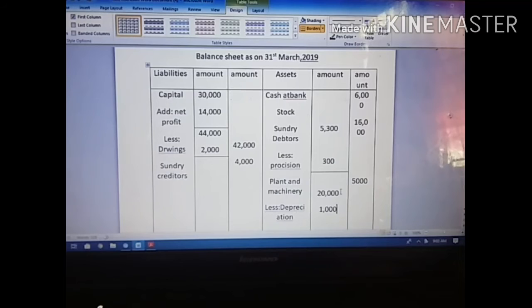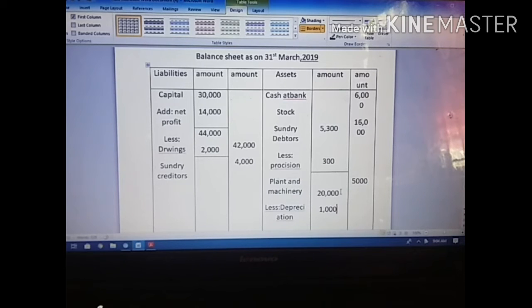Likewise, plant and machinery: the value in the beginning is 20,000, and at the end also it's 20,000, but there is depreciation. Every year the company must provide a depreciation value. Every year the asset value may decrease for various reasons, like erosion and natural calamities. So we have to find out the depreciation value and show it on the P&L. Afterwards we make the same adjustment in the balance sheet also.